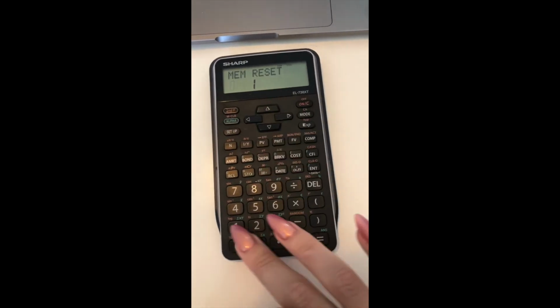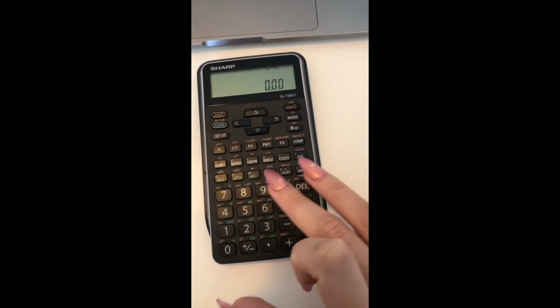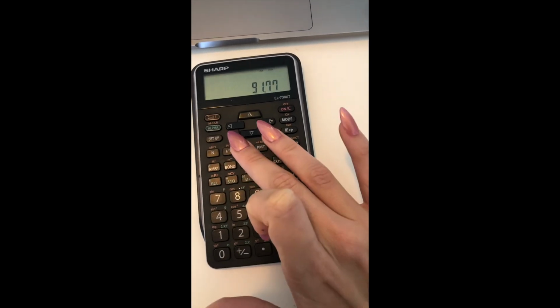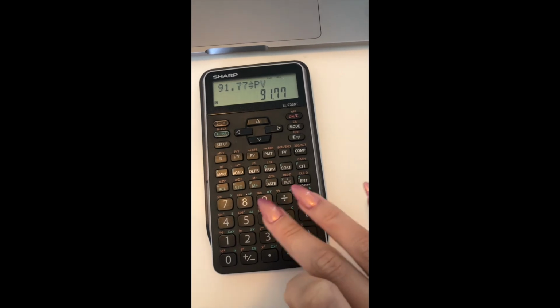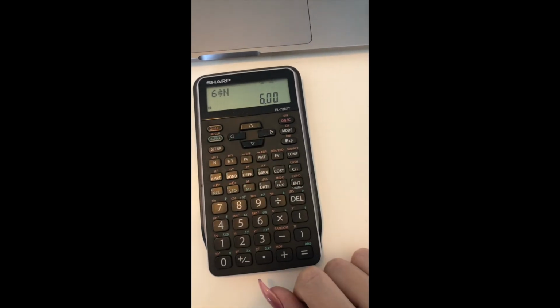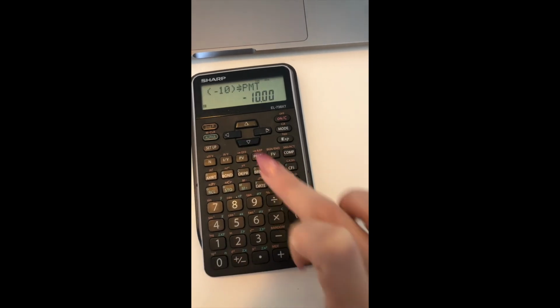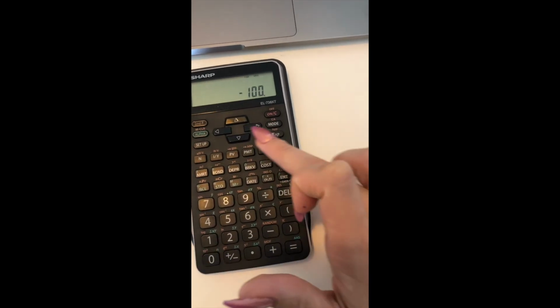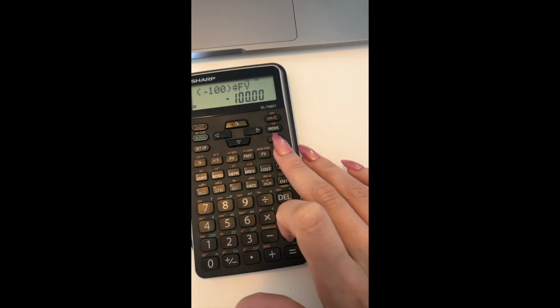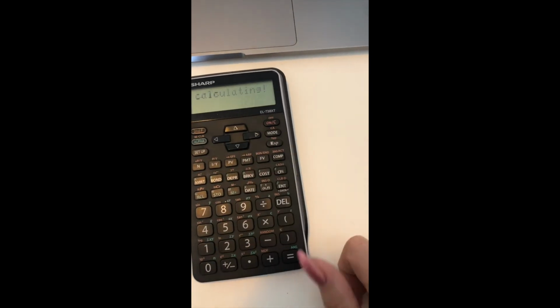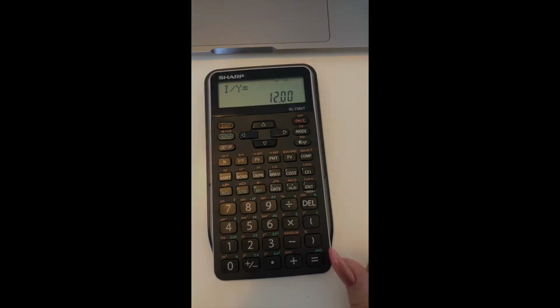Obviously, clear the memory. Okay, then we're going to enter our P, which is 91.77 PV, and then we've got 6N. Now we need to do a negative 10 for payment, negative 100 for future value. Then we need to calculate our yield. So we go comp I. That's calculating and 12% there.